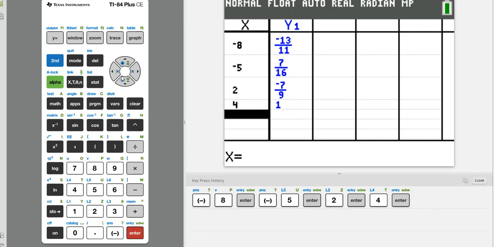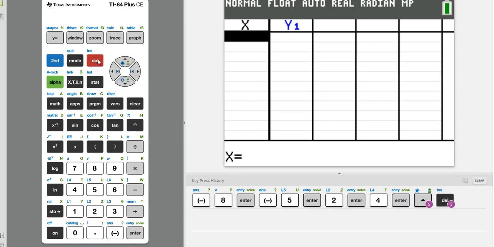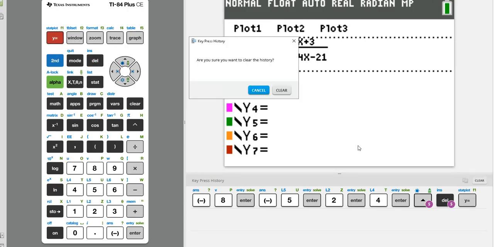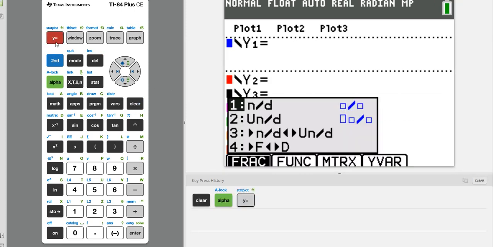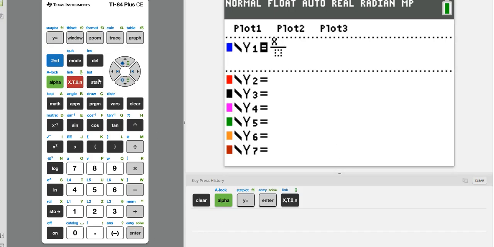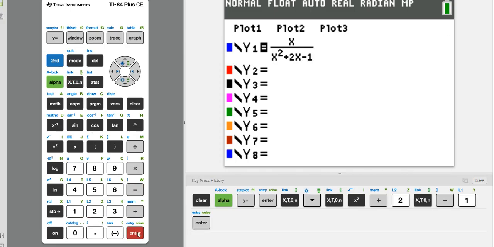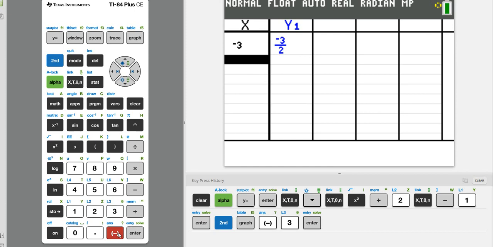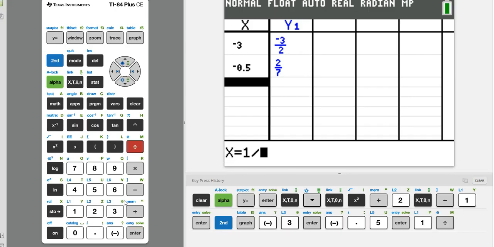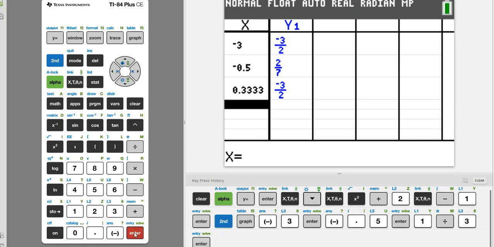Let's clear out these old values and then put in our new function. So I'll clear that and go back to x over x squared plus 2x minus 1. Let's plug in our test points here. So we'll go up to our table. Thank you, Gavin. -3, -1/2, which I'm just going to type in as -0.5. 1 divided by 3. Now when you type in 1 divided by 3, it'll replace it with a decimal value. That's okay. And then finally 2.